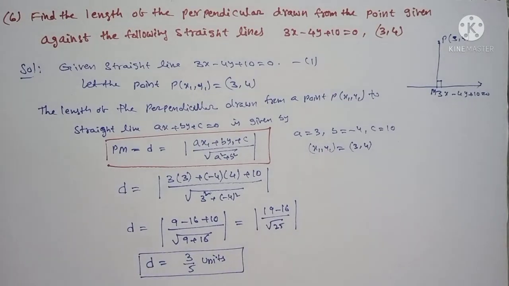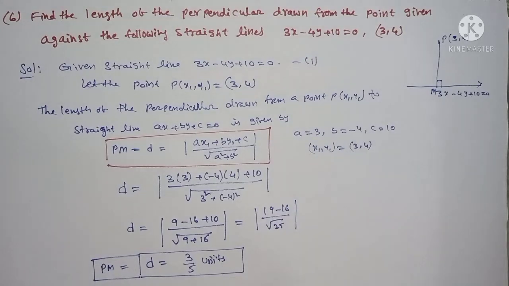The length of the perpendicular, or PM, you can write here PM. This PM, or P to M, perpendicular distance D is equal to 3 by 5 units. Okay, this is the method of finding the perpendicular distance. We have problems 7 and 8 here, you can do them by the same method.